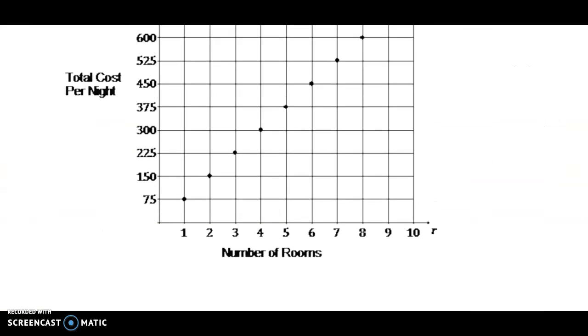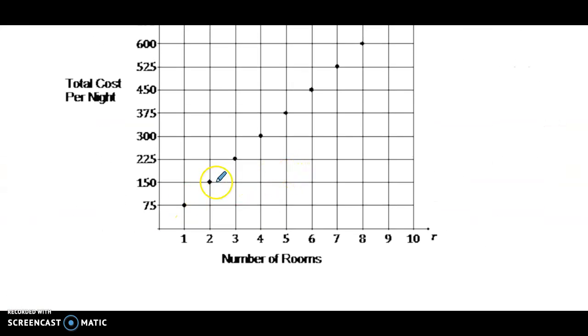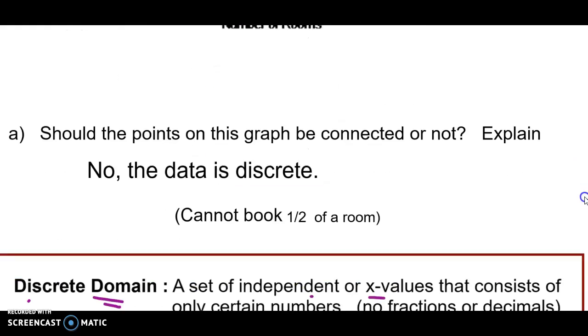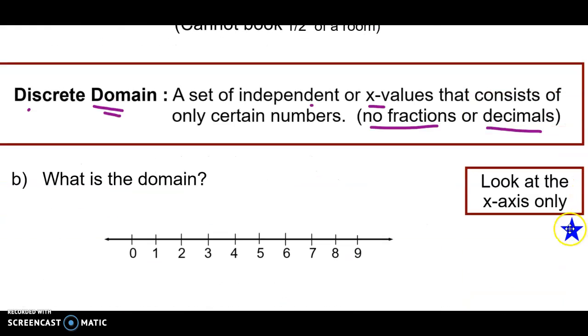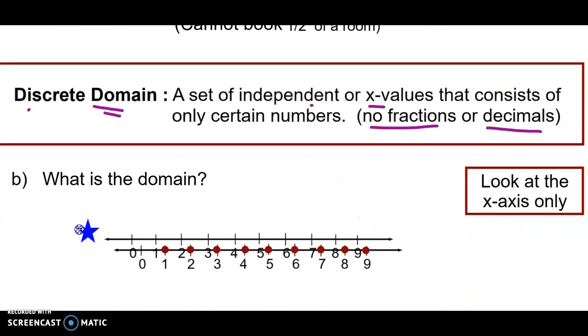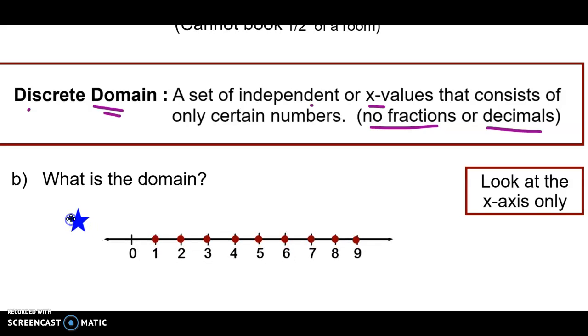So if we could only drop these points down to the x-axis where values would be considered, I would have one room as a possibility, two rooms, three rooms, four rooms. So really, my graph of just what values on the x-axis would make sense would be graphed like this. It would be a sequence of dots, not connected because you can't book half of a room.